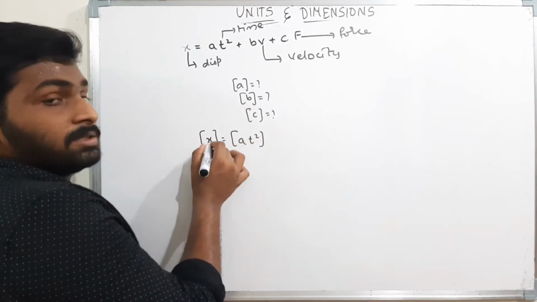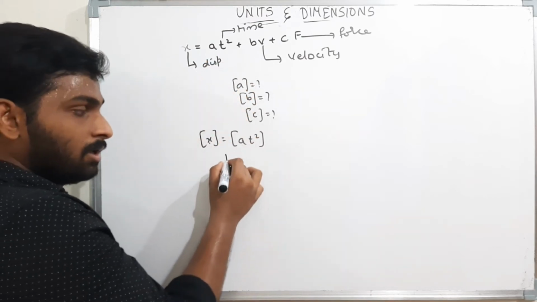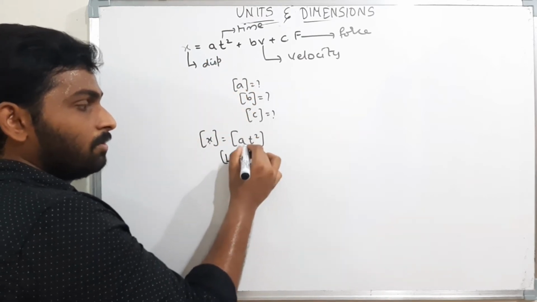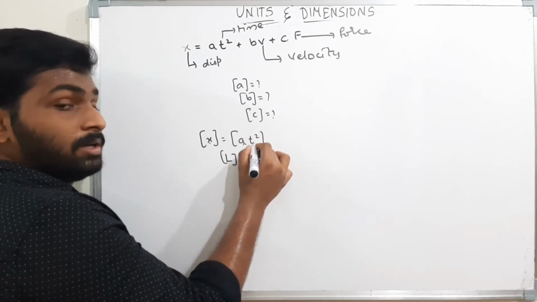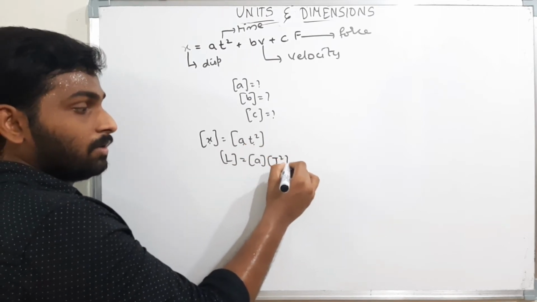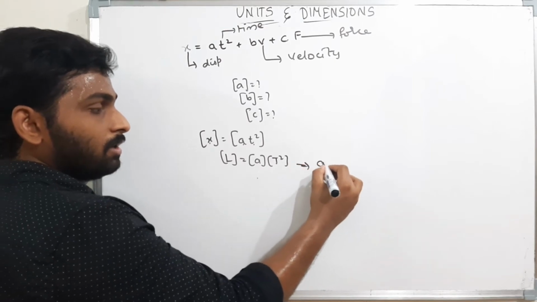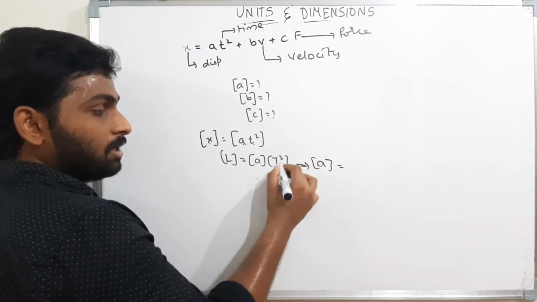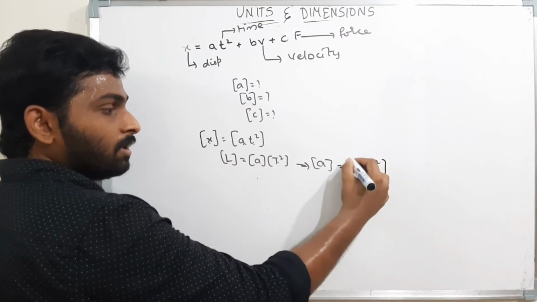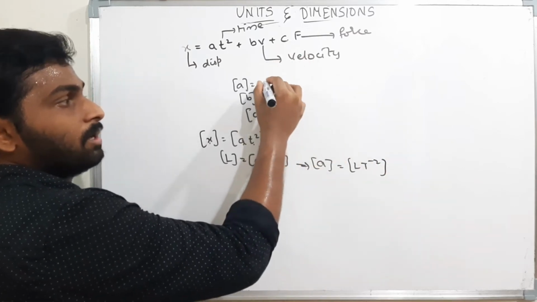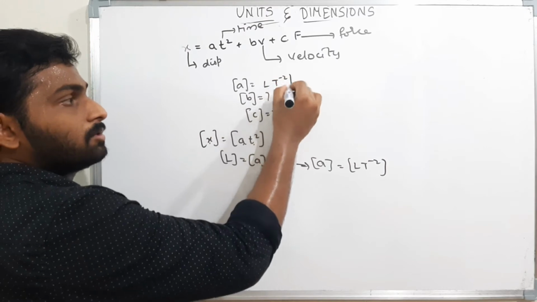Now, what is x? x is nothing but displacement. The dimension formula is L, which must be equal to A into T²; we don't know the dimension formula for A. Therefore, sending T² to the other side, we get L into T power minus 2. Therefore, the dimension formula for A is nothing but LT^-2.